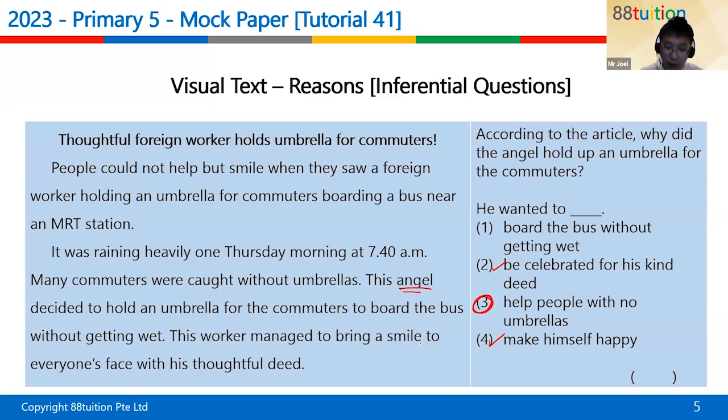So obviously over here, he's called an angel because an angel is a being that wants to help you when you are in need, right? When you feel like you're left with no hope, right? So people actually called this man an angel because he was helpful to people with no umbrellas. Okay, and that's why the answer here must be 3. This is the best answer because it's the most likely one, right? Not because he wanted to make himself happy, not because he wanted to be celebrated, but because he wanted to just help people, right? So that was his main purpose.